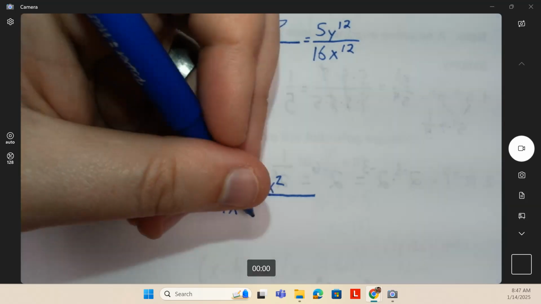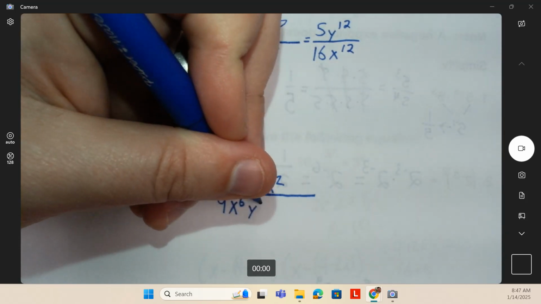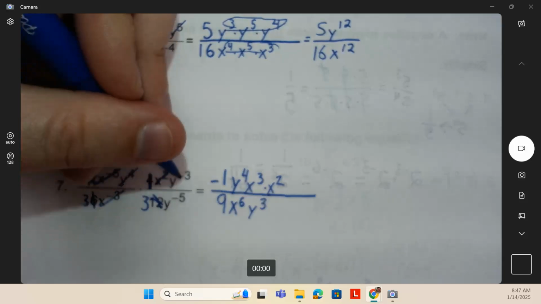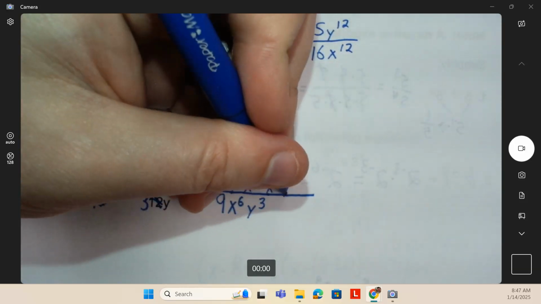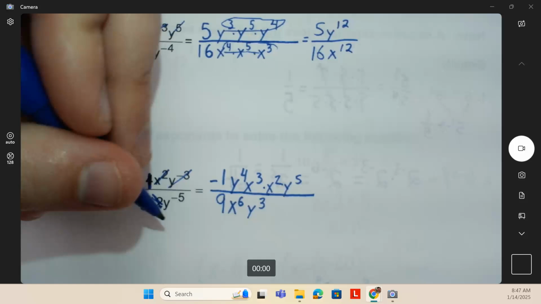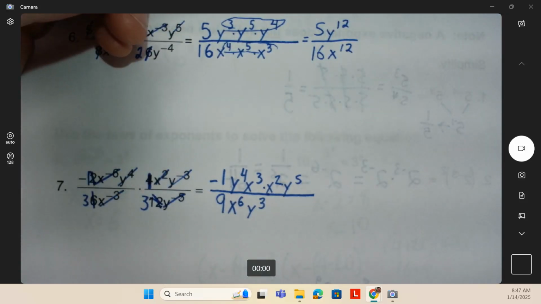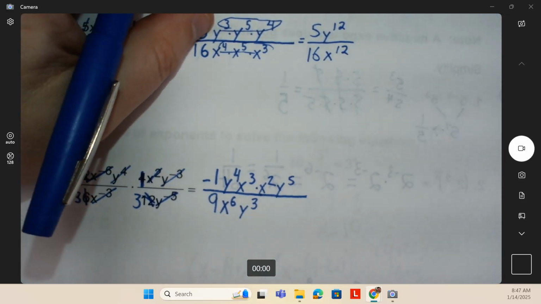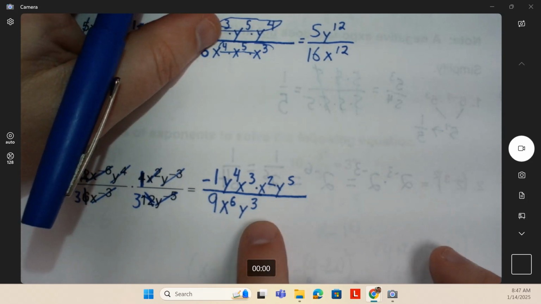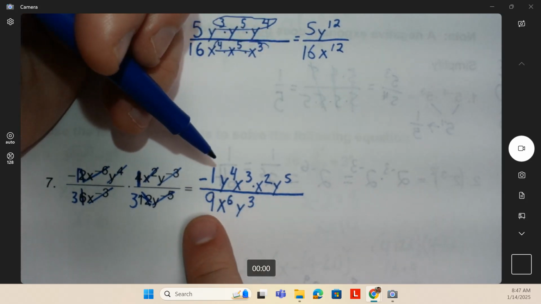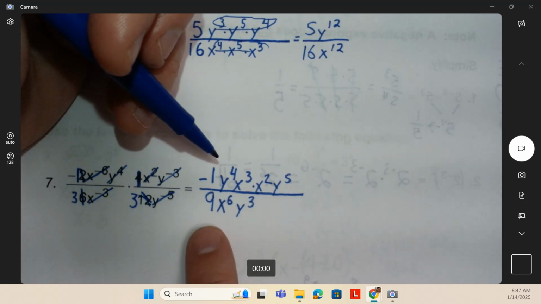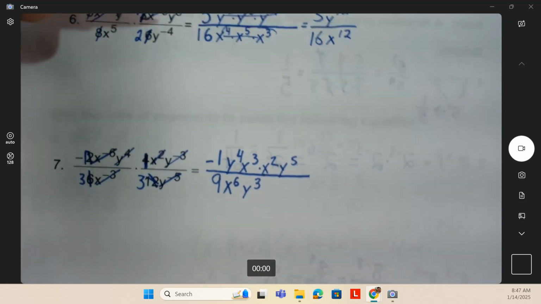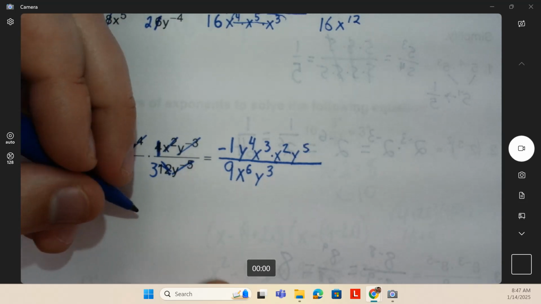Y to the negative 3rd would move to the bottom and become positive. And y to the 5th will move to the top and become positive as well. Okay, so from here, I can go and combine and subtract if you need to. We could go and write out everything individually.